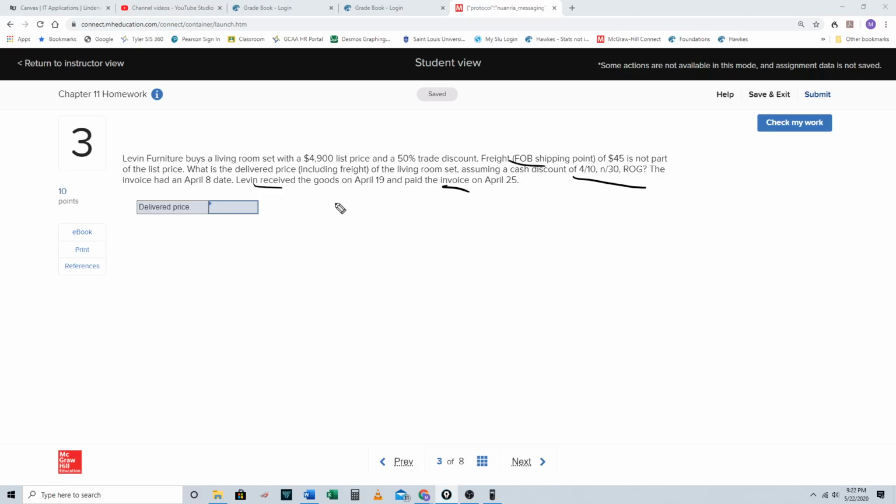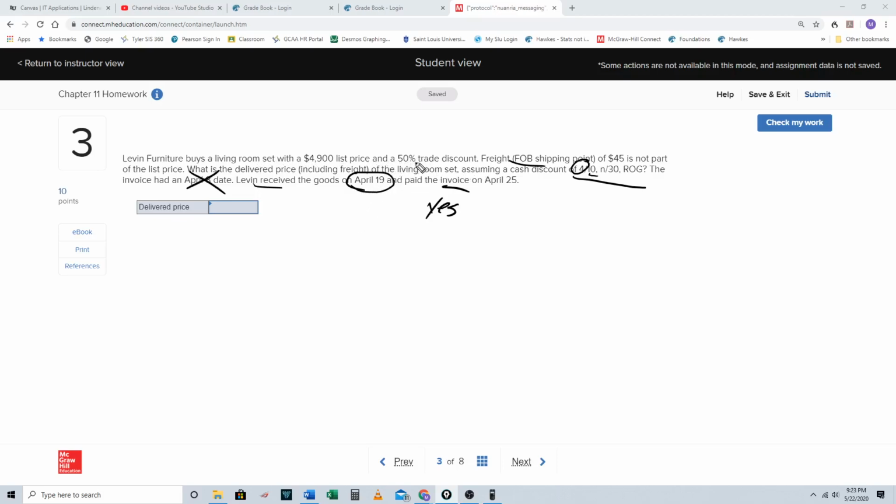All right. So if you watch the lesson video, then you know that ROG stands for receipt of goods, which means that we don't need to know the invoice date. We only need to know when they received it. And did they pay within 10 days of receiving it? Yes, they did, which means yes, they get the discount of 4%. So 10 days, 4%, we're good. So we're going to do a 4% discount.